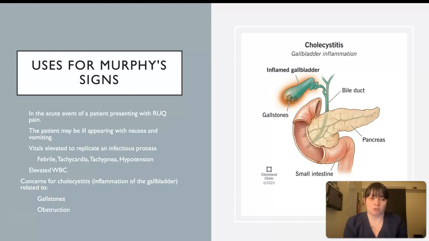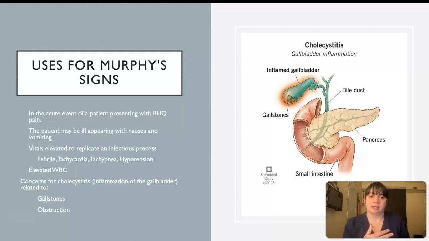cholecystitis is gallstones or an obstruction causing inflammation to that gallbladder. You can see in this photo here, we have the bile duct as bile is coming from the liver and going into the gallbladder and then out towards the pancreas. Sometimes it can be stored and form deposits and hardening, causing gallstones, and then when trying to move out, it can cause a blockage, whether in that full gallbladder or within the ducts.